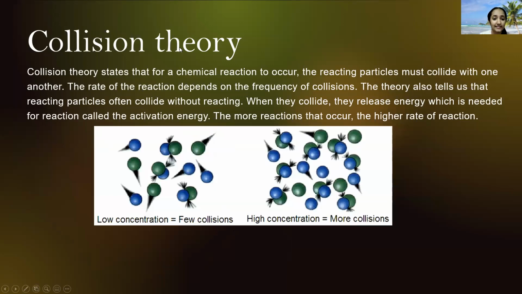The collision theory states that for a chemical reaction to occur, the reacting particles must collide with one another. The rate of reaction depends on the frequency of collisions. The theory also tells us that reacting particles often collide without reacting. When they collide, they release energy which is needed for the reaction, called the activation energy. The more reactions that occur, the higher the rate of reaction. As you can see, this is a lower concentration, there are few collisions, and this is a higher concentration, so they have more collisions. So this tends to have a higher rate of reaction.